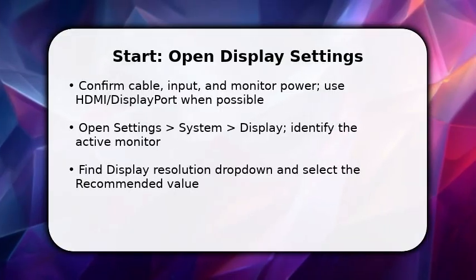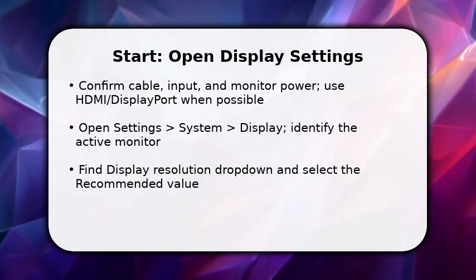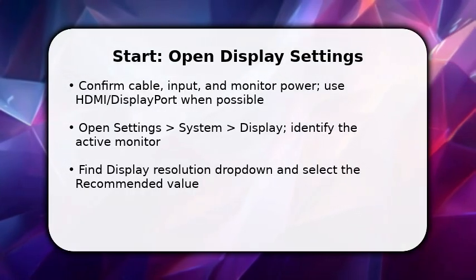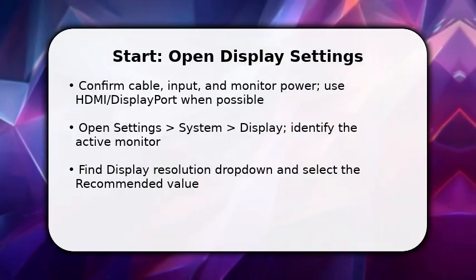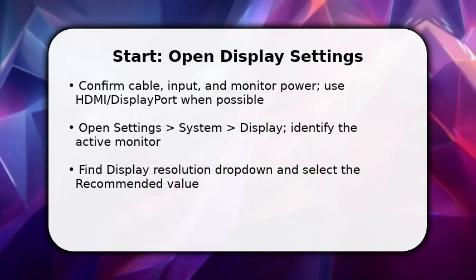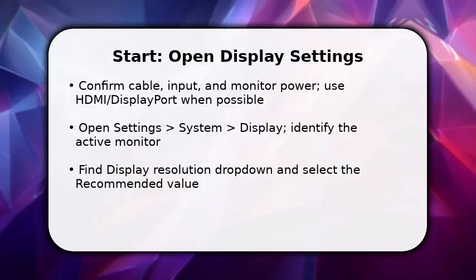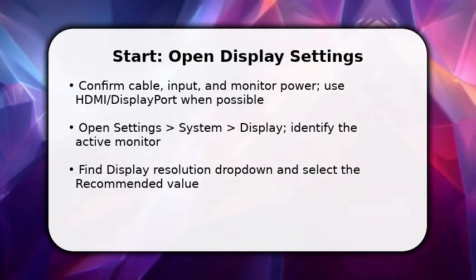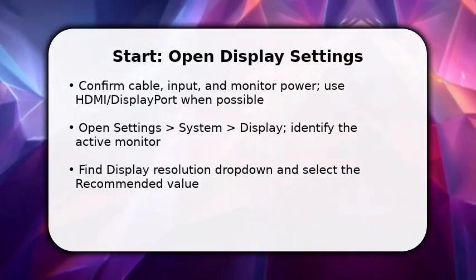You'll start by confirming basics: cable, input, and that the monitor is on. Once done, open Settings, go to System, then Display. You're looking for the Display Resolution dropdown. Choose the recommended setting to match the monitor's native pixels. Doing this first fixes most issues because Windows applies the panel's optimal timing.